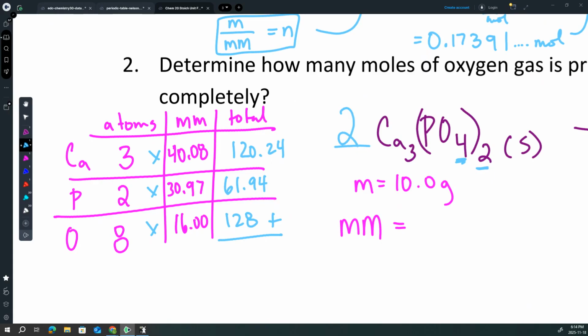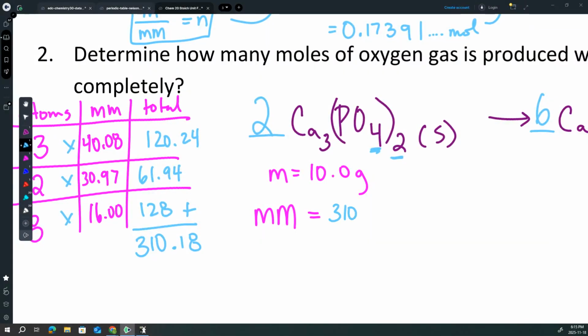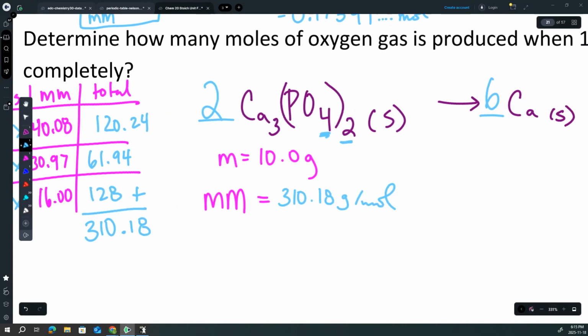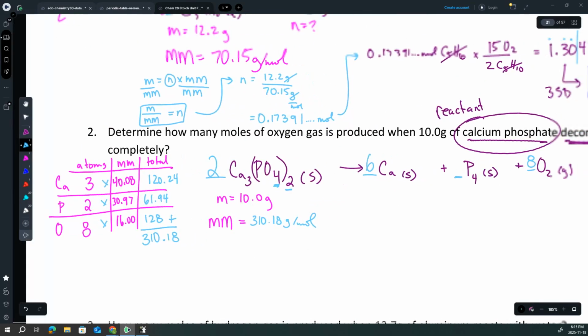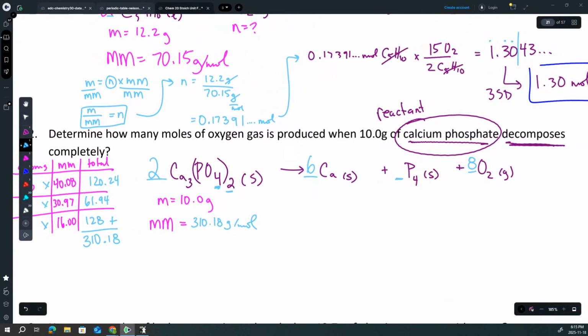So if we add up all of these here, we are going to get 310.18 for our molar mass. And that's grams per mole. Okay. So step 1 was a balanced chemical reaction. Step 2, we need to figure out moles of our given.